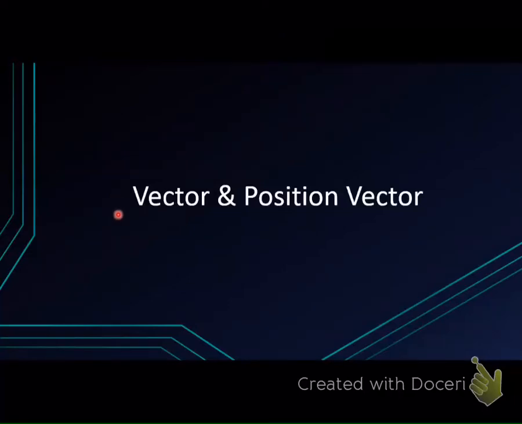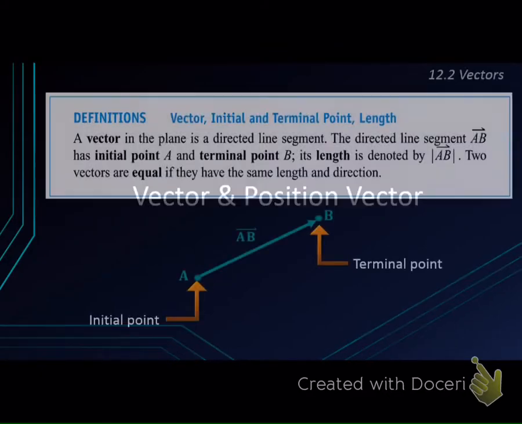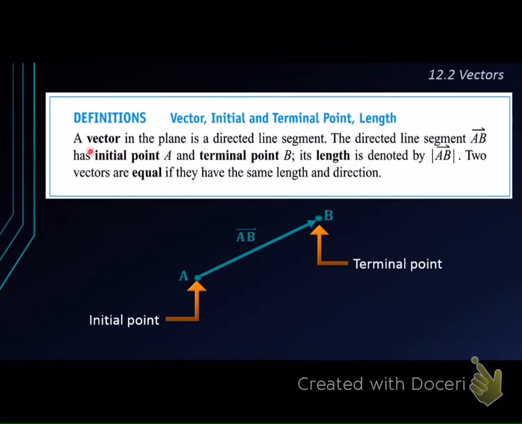Now we are going to learn about vector and position vector. Okay, let's take a look. What does it mean by vector? It says a vector in the plane is a directed line segment. So we can see from this arrow, it has direction. This is a vector.